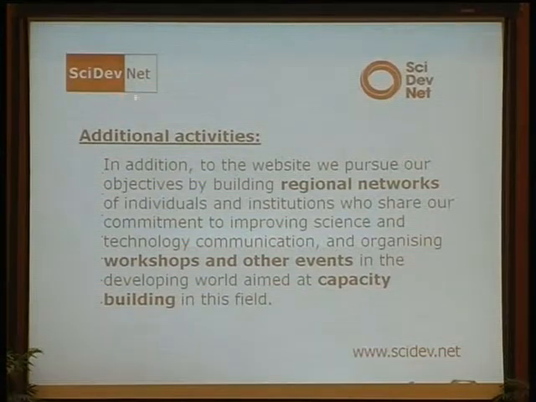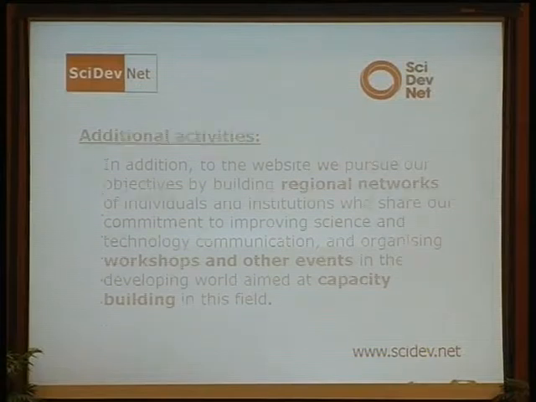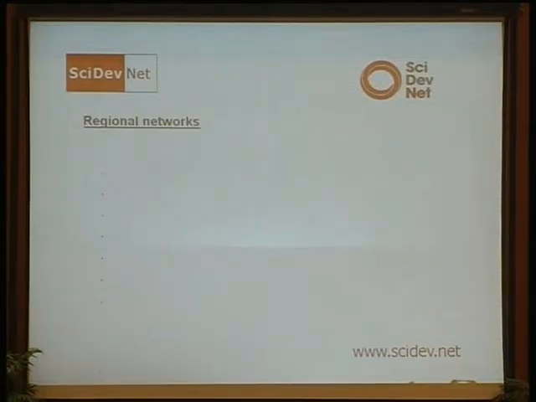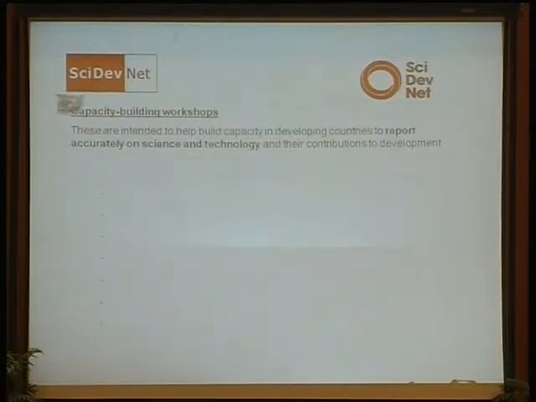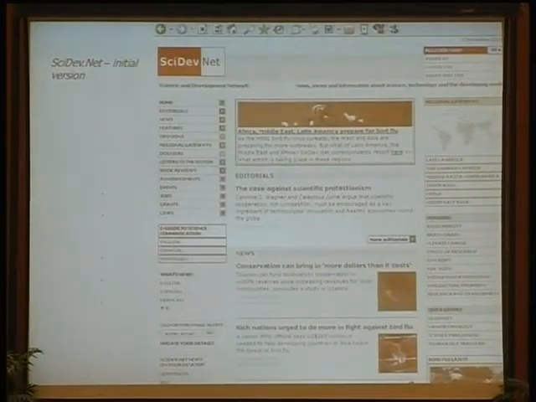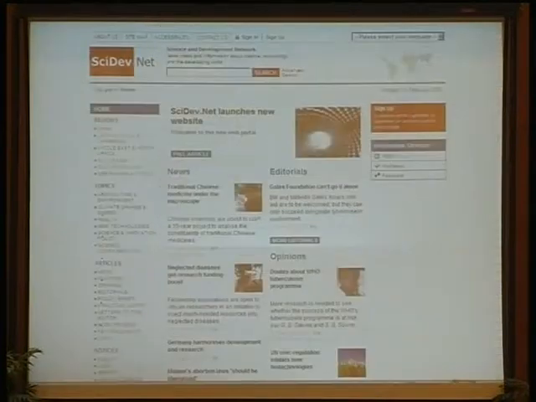This is how SciDevNet began. This was the logo it was launched with. This is the new logo we have in the new website, and I thought I would put both logos to indicate that some aspects have not changed irrespective of what the logo looks like. And these are our regional networks, and we have these capacity building workshops. And as I mentioned, this is what the initial version looked like.